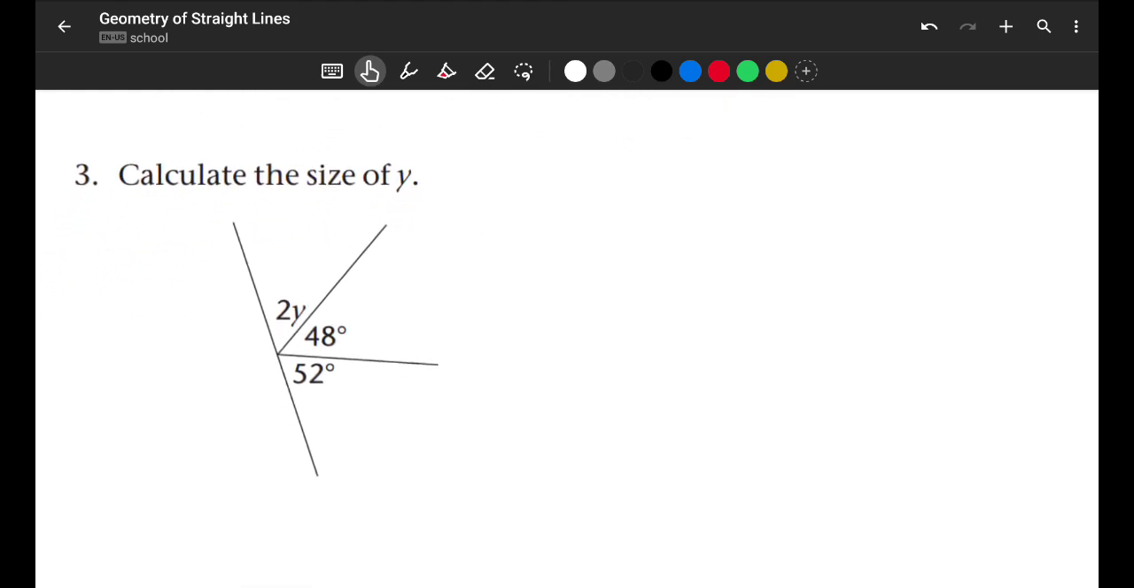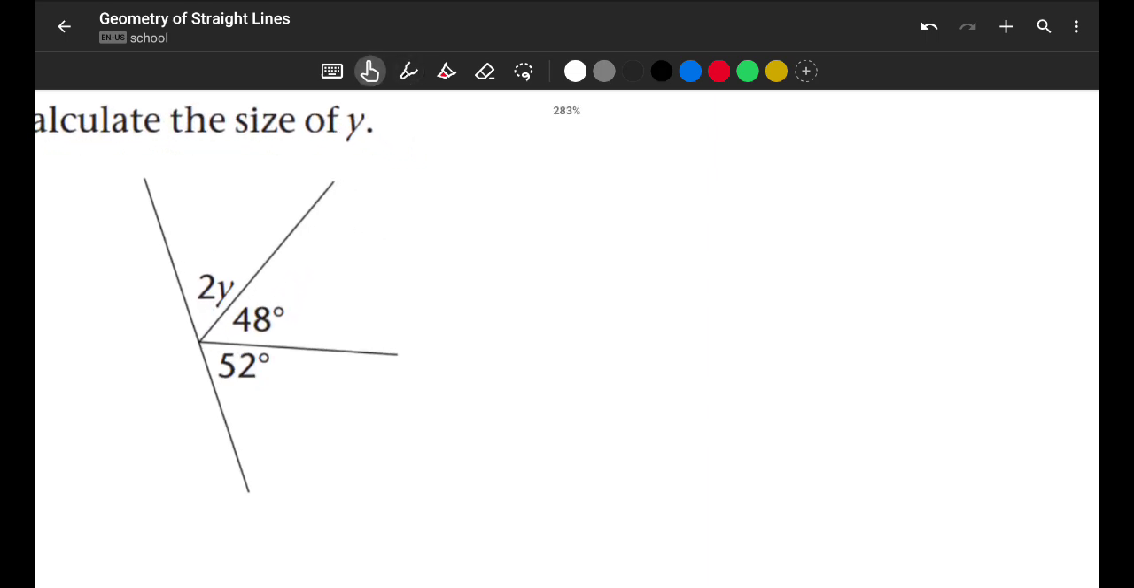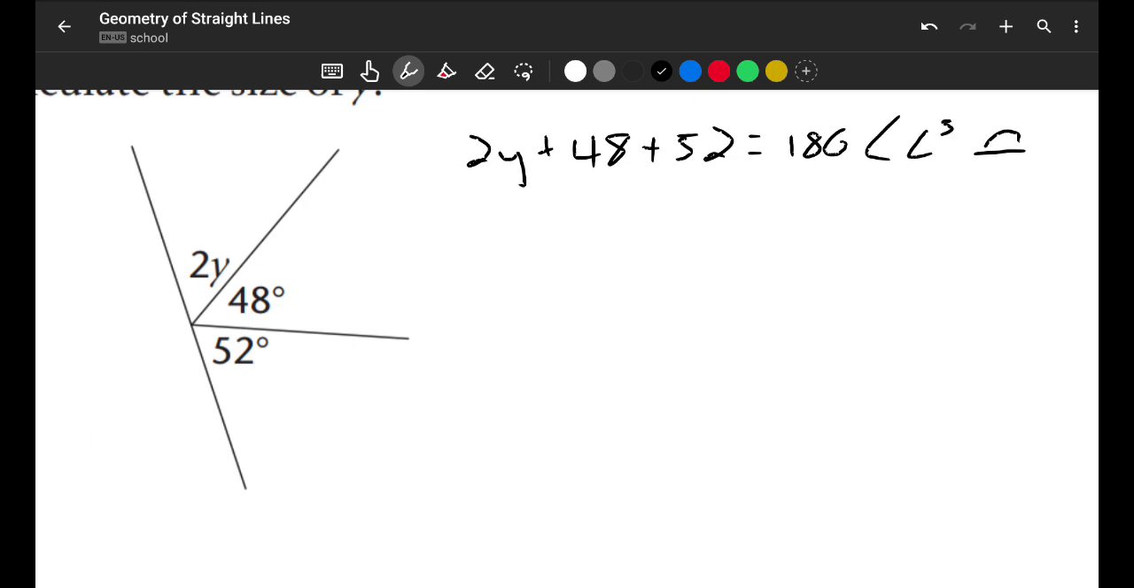Pause the video here. Try to attempt this by yourself. Remember, it's a straight line. Through all these examples, we're going to do the same thing. At a straight line, therefore, we're going to say that 2y plus 48 degrees plus 52 degrees equals 180. Give your reason: angles on a straight line. I'm just going to write this shorter. Please don't write this.